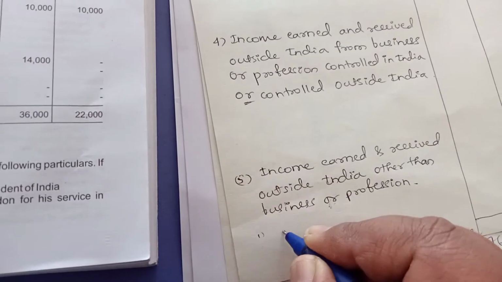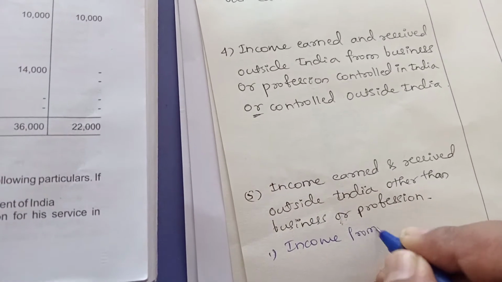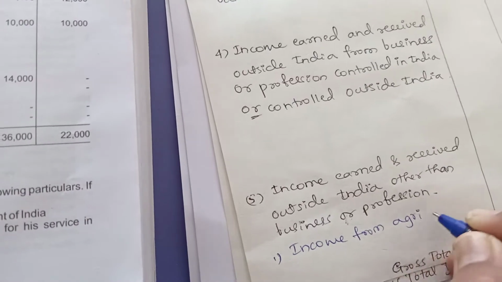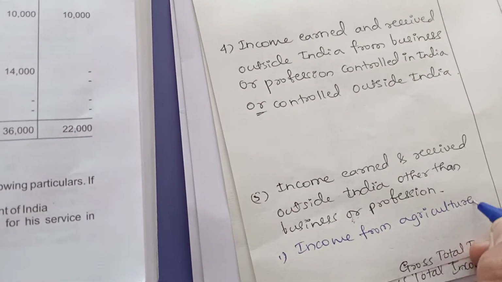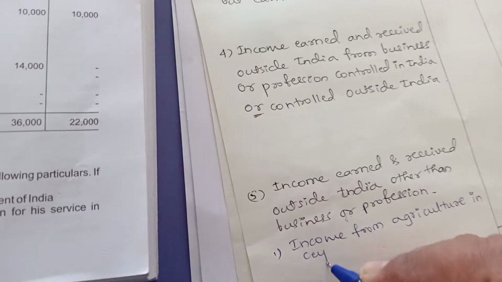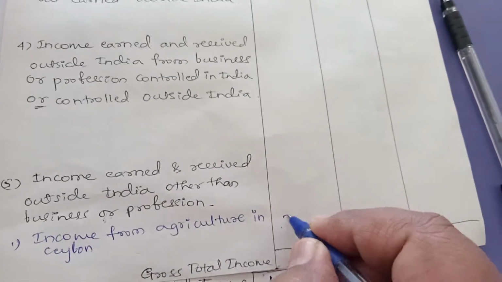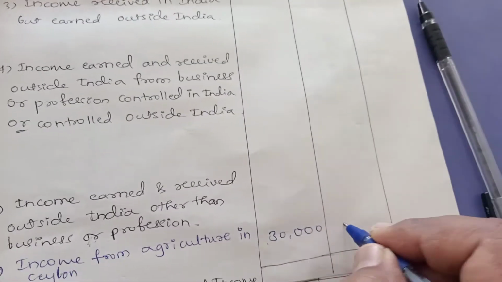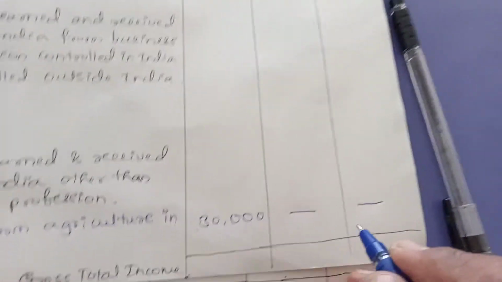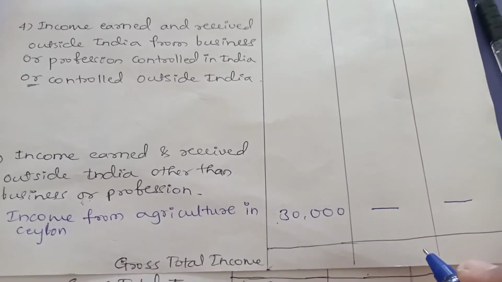That is why we are going to write: income from agriculture in Ceylon amounted to rupees 30,000. Only in the first column am I going to write it, and under this head the next 2 columns will not be taxable. That is why in the first column it is 30,000.